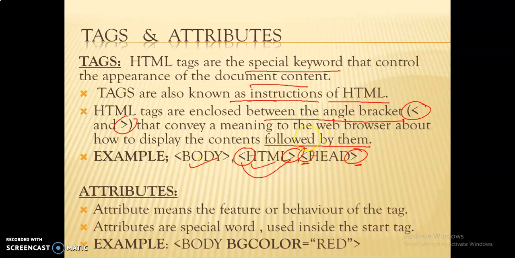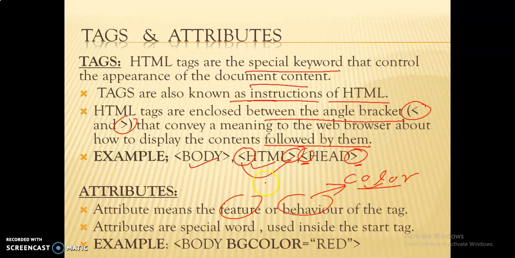Now come to the attribute part. What is the meaning of attribute? Attribute means feature, or you can say behavior. Like suppose we have a pen, and the pen color may be black, so color is an attribute. Right now I'm using a red pen, red ink. So color is our attribute. Color is our behavior.